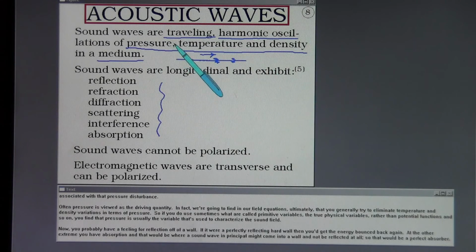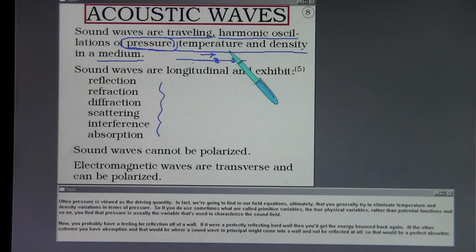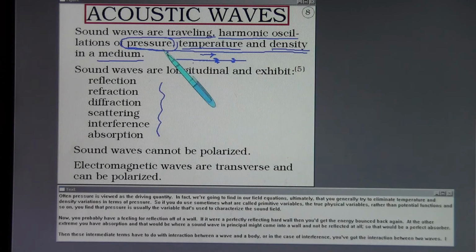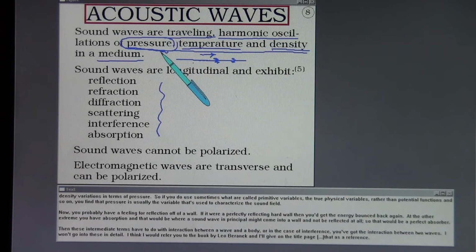Often pressure is viewed as the driving quantity. In fact, we're going to find in our field equations ultimately that you generally try to eliminate temperature and density variations in terms of pressure. So if you do use what are sometimes called primitive variables, the true physical variables, rather than potential functions and so on, you find that pressure is usually the variable that's used to characterize the sound field.